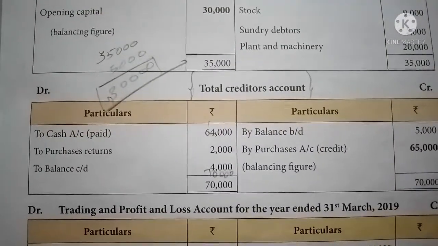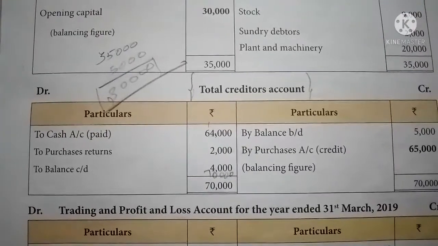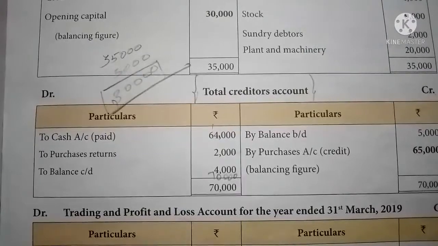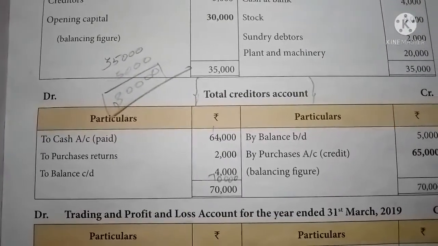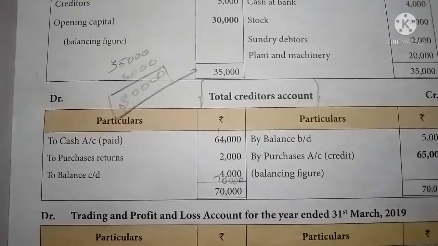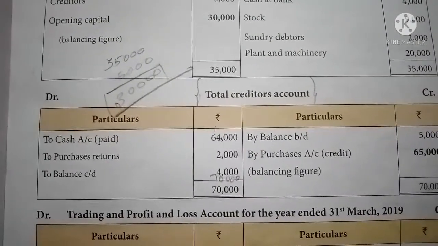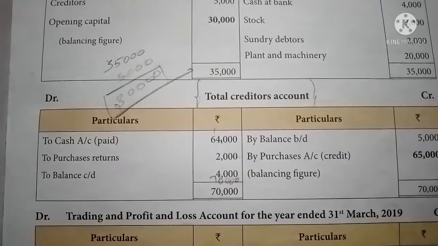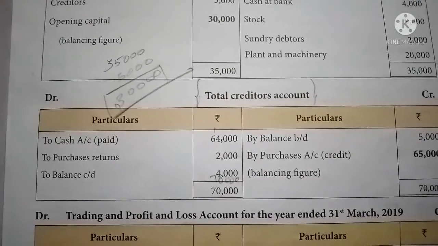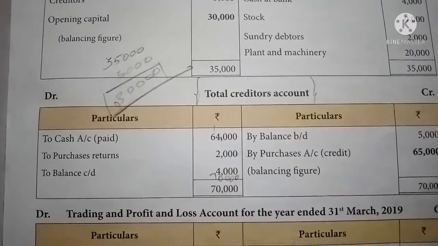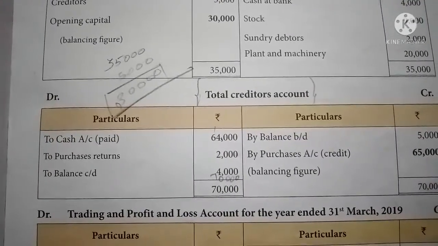To cash paid, it is also given in the additional information. Cash paid to creditors 64,000. To purchase returns, it is also given in the additional information, 2,000. To balance carried down, it is also given in the additional information, sundry creditors closing 4,000. While balancing this amount, on the debit side the highest amount arises, that is 70,000.